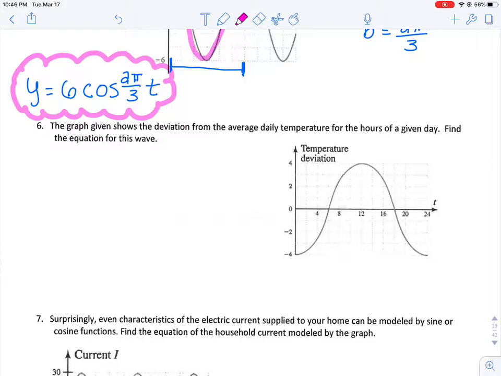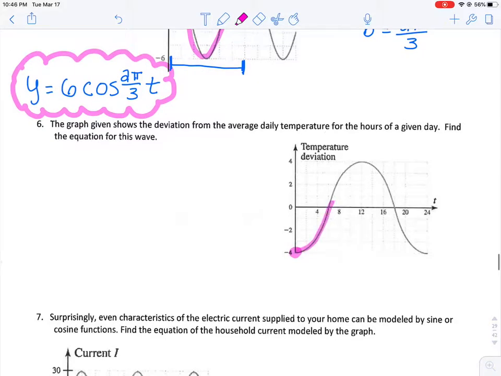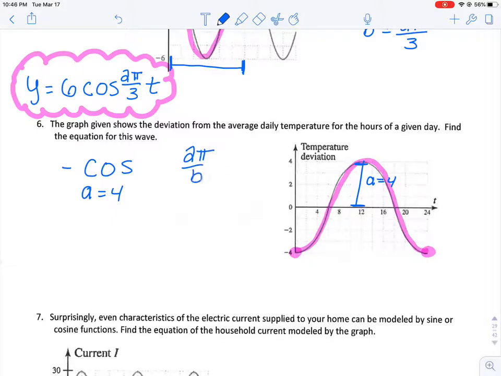If I look, this graph starts at its minimum, goes up to its maximum, and back down to its minimum. So this is a cosine function. But because it starts at its minimum value, it is a negative cosine function. My amplitude, let's find our midline and our maximum. My amplitude is 4. And then my b value, I do need to do that little bit of work to find my b value. And that, again, 2 pi over b is my equation for my period.